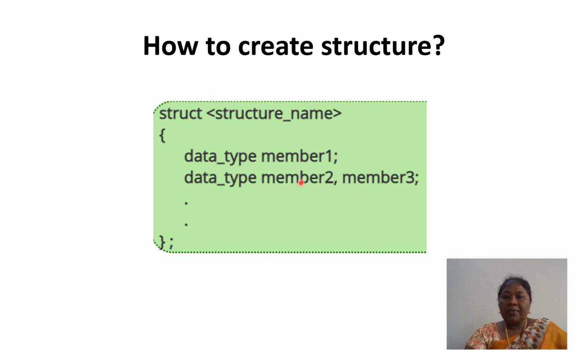Multiple variables of the same data type can be declared in one single statement itself. Likewise, you can put n number of declarations of the variables you want to keep inside the structure. You can access these variables only with the help of this particular structure. And when you close a structure, you have to include a semicolon at the end. So this is the basic syntax of a structure.